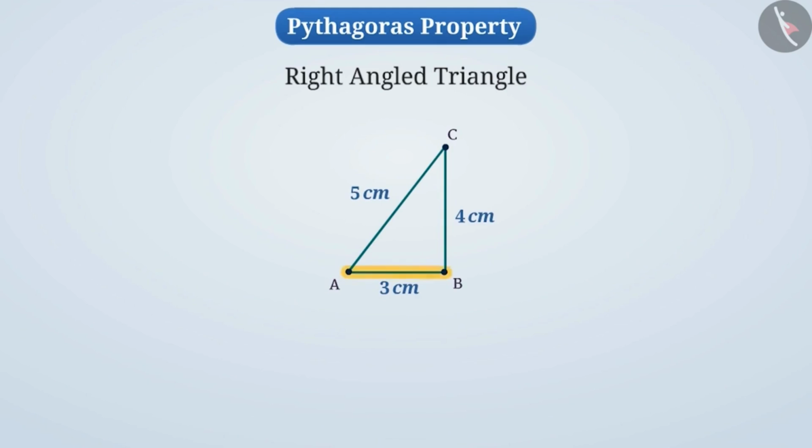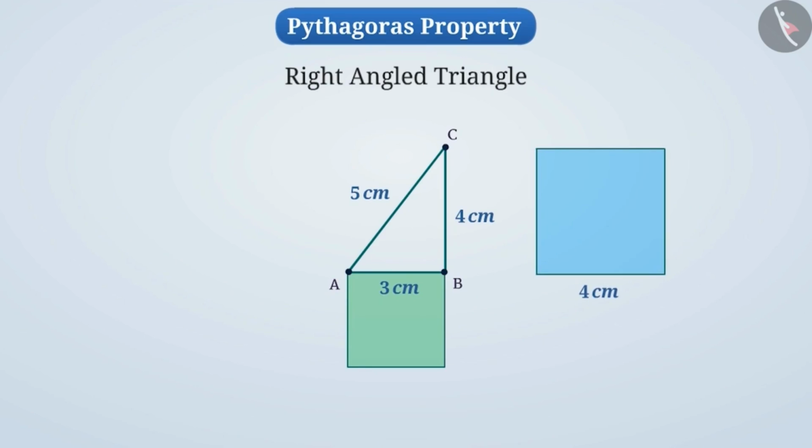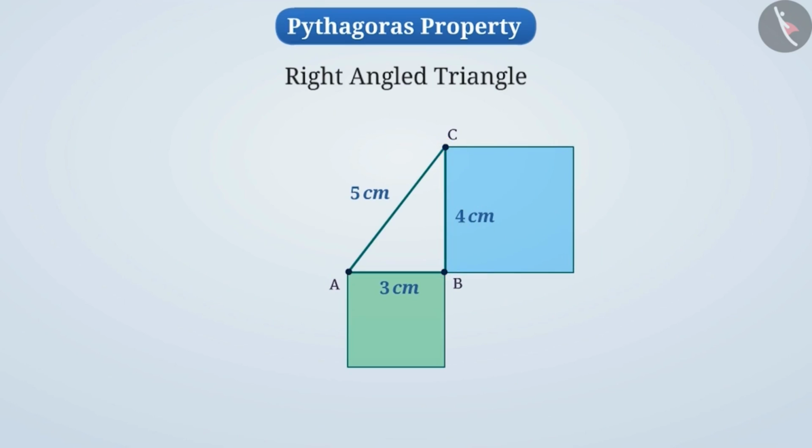Here, the measure of one of the sides of the right triangle is 3 cm. Let's draw a square with this measurement. As you can see, here we have drawn a square with side 3 cm. We will place this square along the 3 cm side of the triangle in this way. Similarly, we will draw another square with side 4 cm and place it along the 4 cm side of the triangle. And we will draw a square with side 5 cm and place it along the 5 cm side of the triangle.